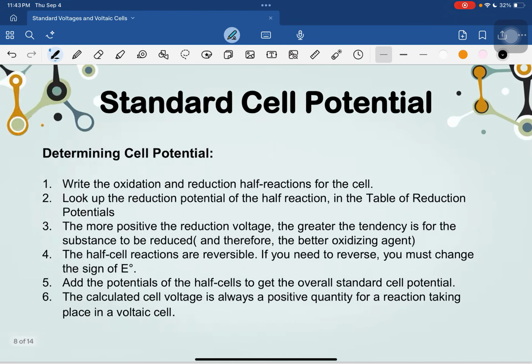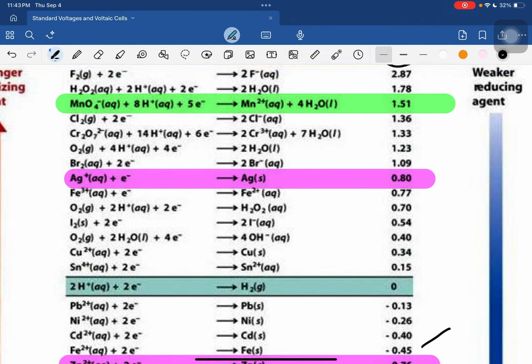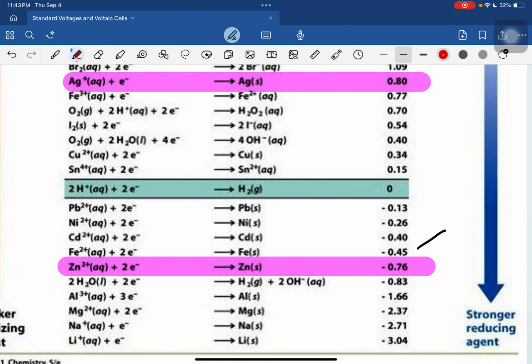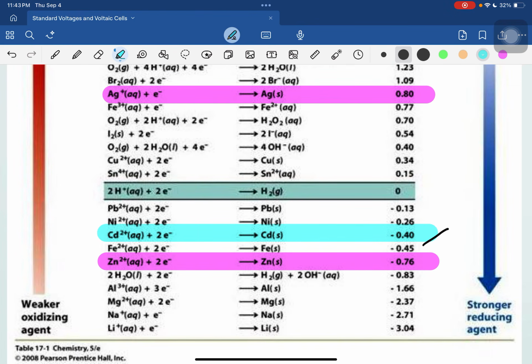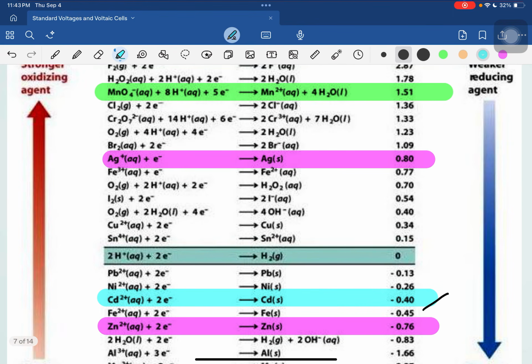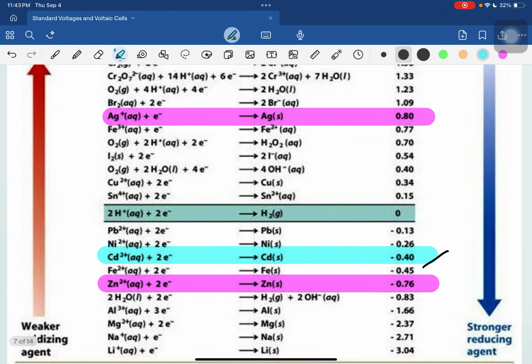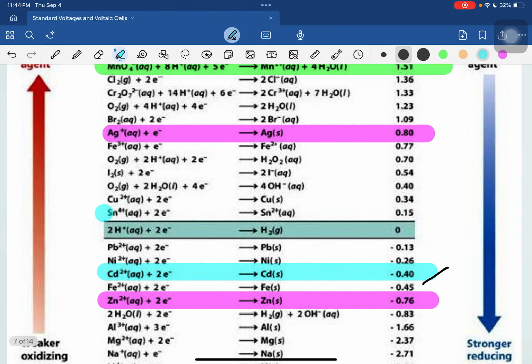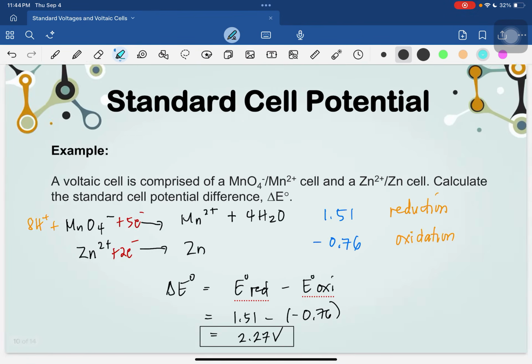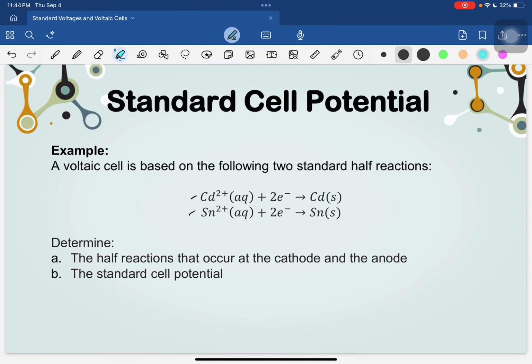So let's look for cadmium. So that's Cd. You have to be careful in using the table. This is Cd. Again, just write whatever you see. So that's negative 0.4. And the other one is Sn, or tin. We look for Sn. Here you go. So Sn is 0.15. So let's remember that. That's 0.40 and 0.15. So let's put those.